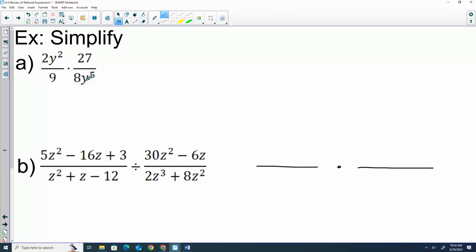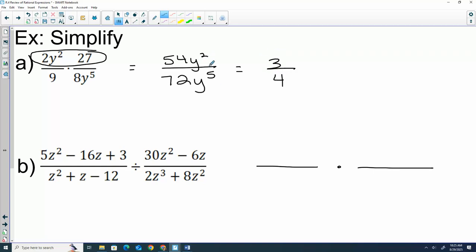A, you might have started reducing some things, like you can reduce a 2 and an 8, you can reduce a 9 and a 27. Most of people, I think, just multiplied straight to start with, which is also totally fine. If you just multiplied, you get 54 y squared over 72 y to the 5th. And then you just have to reduce here. 54 over 72. If you're not sure, you can always use your calculator, depending on which kind you have. If you have these, remember when you put it in, you just have to hit math number 1 if you need the fraction out of it. Turns into 3 over 4.